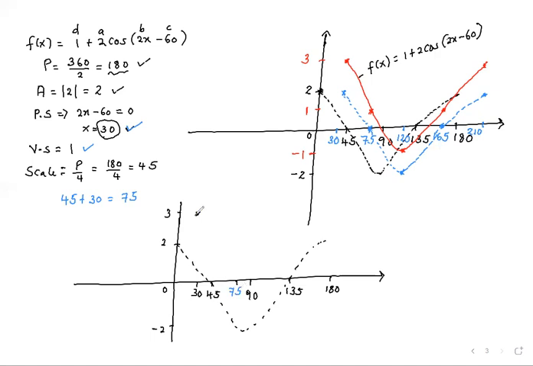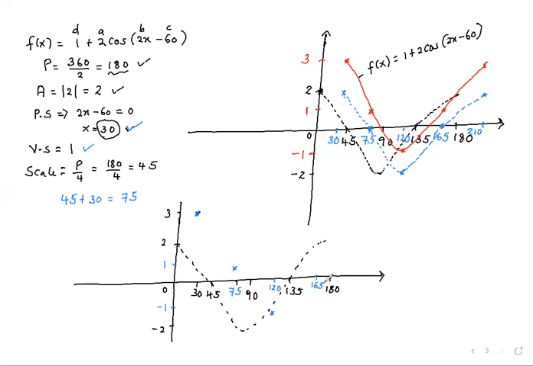Then I'll say 75 comma, it was supposed to be comma 0. 0 plus 1, I get 1. So I put a point here. Then 90 plus 30, I'm getting 120. 120 comma -2. -2 plus 1, I get -1. So 120 comma -1. And then 135, it goes to 165.